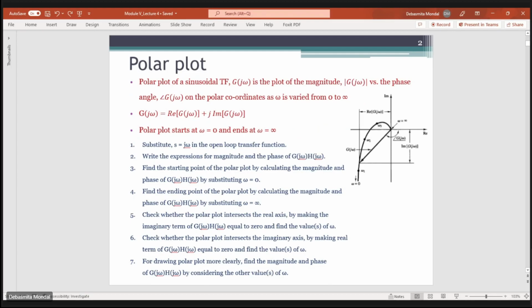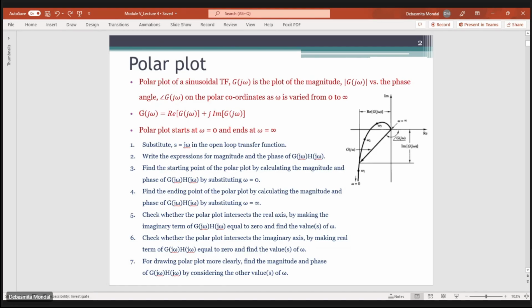Okay, so the polar plot you can say is sort of an extension of the Bode plot, wherein you can combine the information about both the magnitude as well as the phase of a given transfer function, and you plot it in a complex plane.